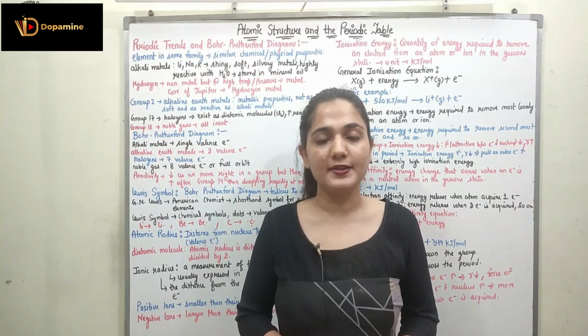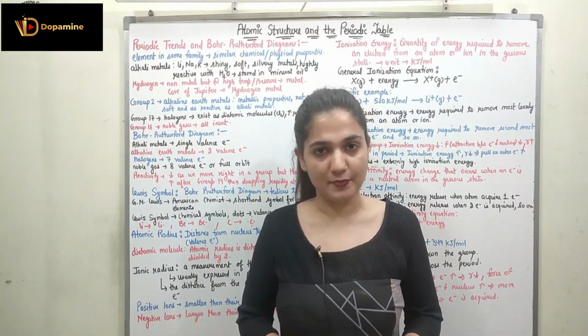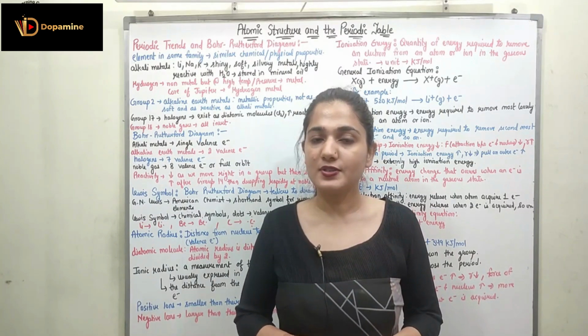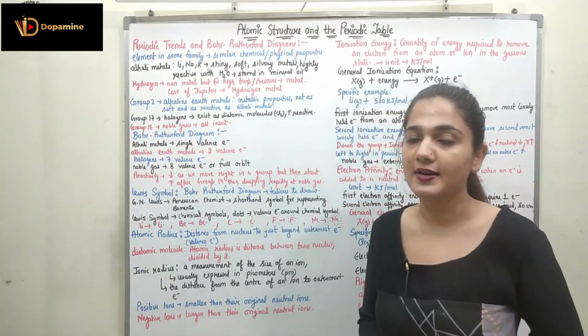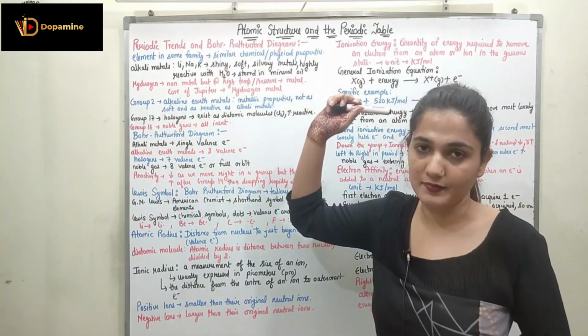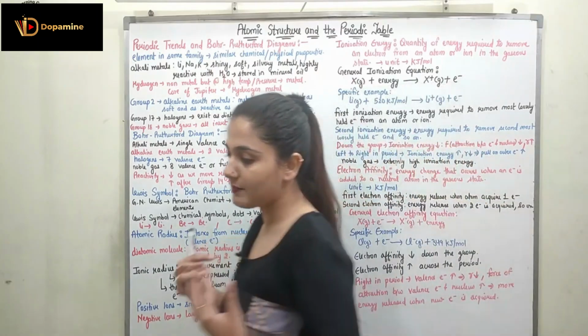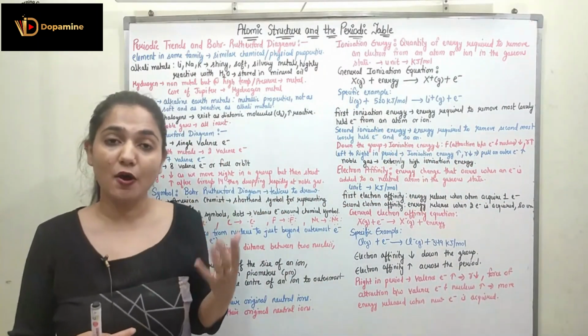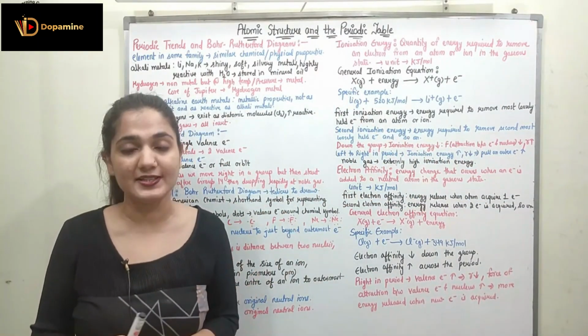Today we are going to wind up chapter 1, the atomic structure and the periodic table. We are going to discuss a lot of concepts, so we are going to start our discussion with the periodic trends and the Bohr-Rutherford diagram. We have already discussed the Bohr-Rutherford diagram and some of the periodic trends.